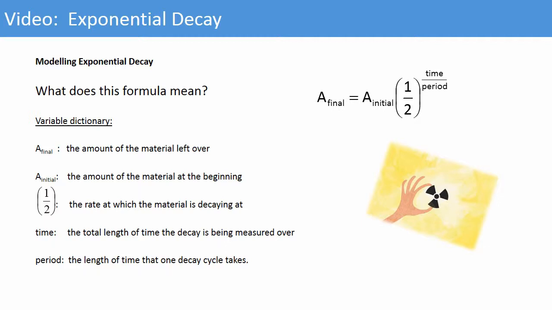Time is the total length of time the decay is being measured over. How many years do we want to find the decay occurred over? Period is the length of time that one decay cycle takes.